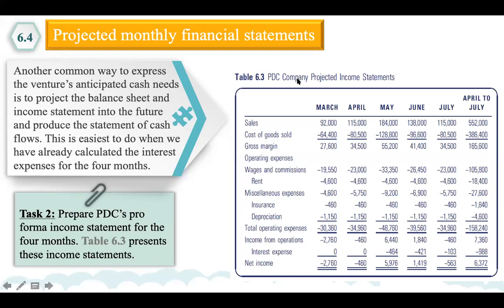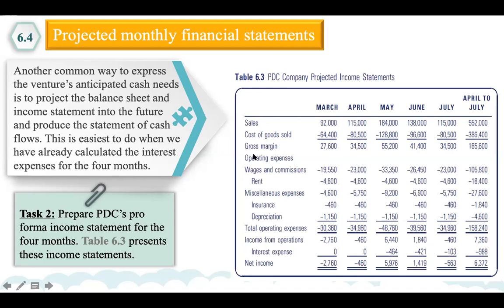So we start with the company's projected income statement. So we have here the sales. We already have the information about sales since the beginning of the exercise. It was given to us, right? So sales for March, April, May, June, and July. Then we will subtract the cost of goods sold. Remember, we calculated the cost of goods sold when we treated the inventory issue. So all these numbers are also available for us. Now the sales minus cost of goods sold will give us the gross margin.